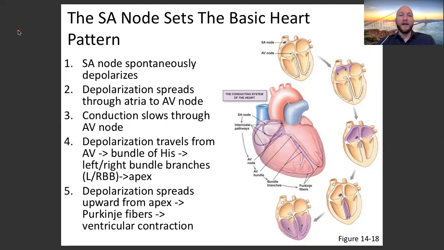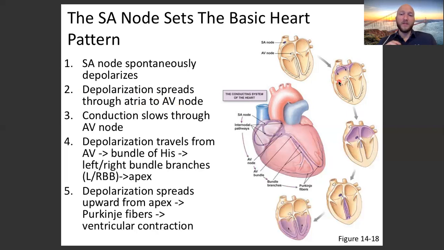Here's a good question. How does that muscle action potential spread from one cardiac muscle cell to the next? It spreads through direct cytoplasmic connections called gap junctions, which are found in the intercalated discs in between cardiac muscle cells. So depolarization spreads through the atria to the AV node.